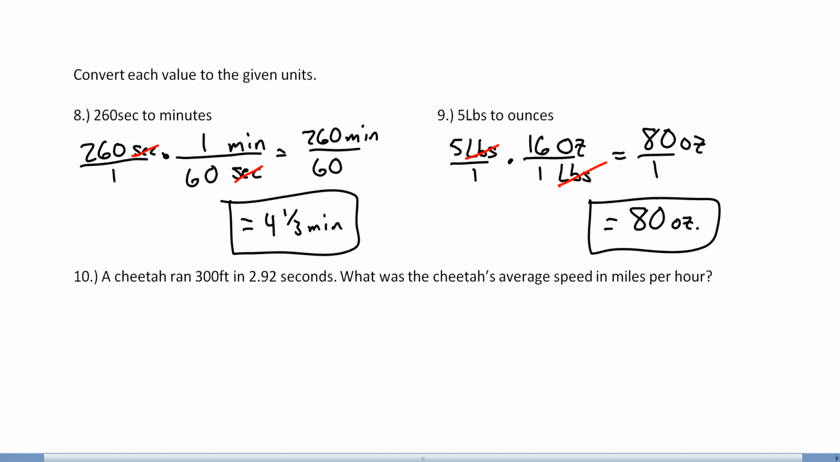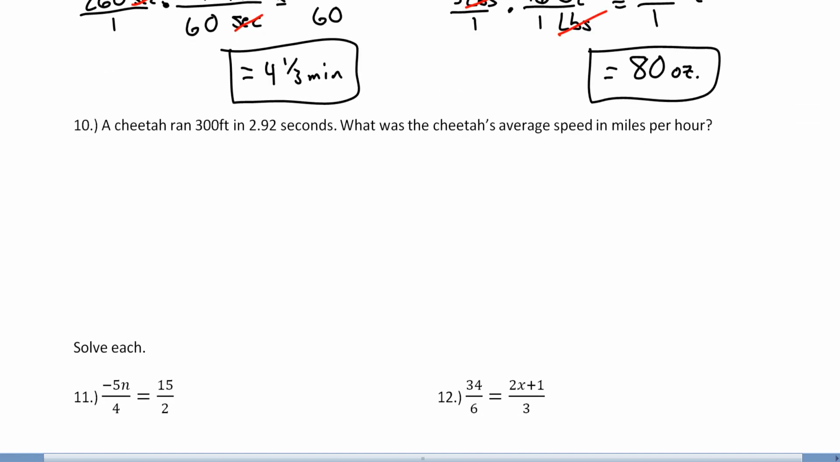This becomes complicated when we look at something like this next example. This one's a little bit tricky, all right? It says a cheetah ran 300 feet in 2.92 seconds. And we want to know what's the cheetah's average speed in miles per hour, all right? And the big discrepancy here, this would be easy if they said, what's the speed in feet per second? Because that's what I have. I have feet in seconds. The problem is I want that to be miles and hours instead.